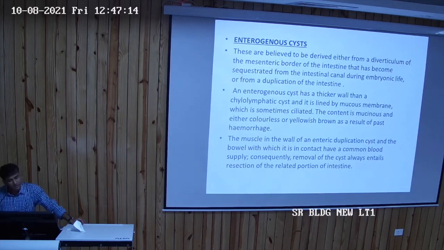The muscles in the wall of the enteric duplication cyst and the bowel with which it is in contact have a common blood supply. Consequently, removal of the cyst always entails resection of a portion of gut. Okay. Chyliolymphatic cysts have a different blood supply, that is why the gut does not need to be resected. In the enterogenous cyst, there is the same blood supply, that's why the portion of the gut should be removed.